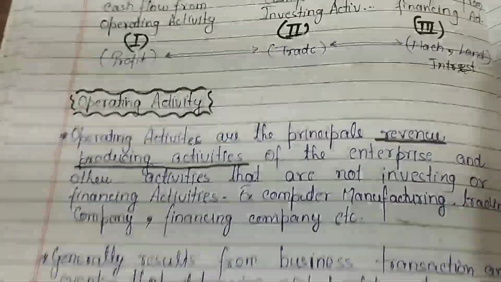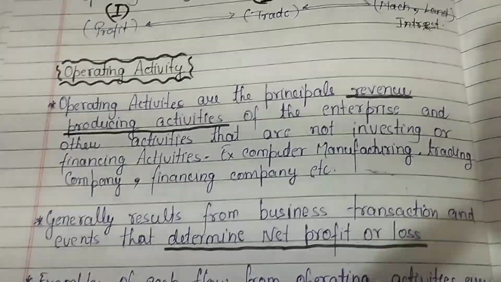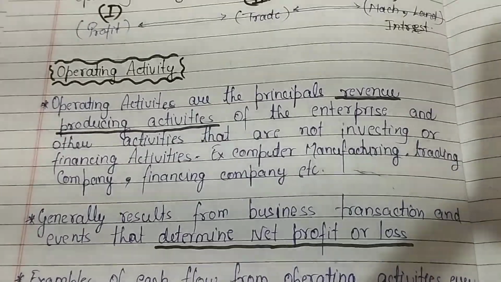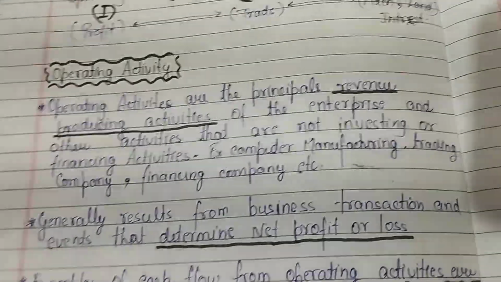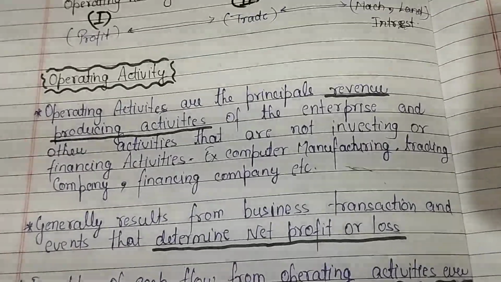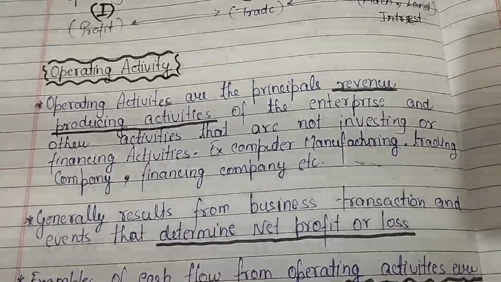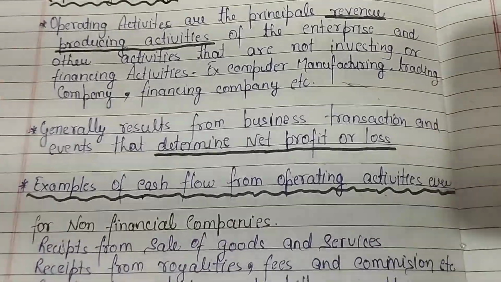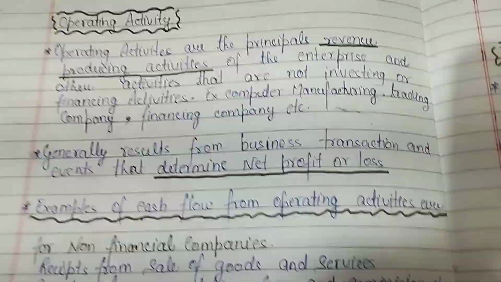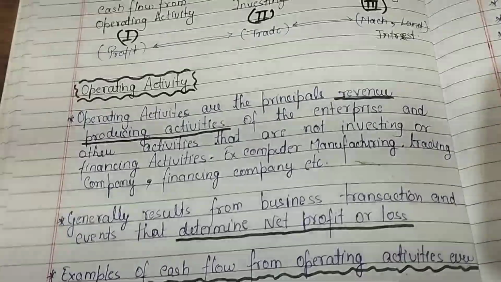Operating activities are the principal revenue-producing activities of the enterprise and other activities that are not investing or financing activities. Examples: computer manufacturing, TV company, financing company. They generally result from business transactions and events that determine the net profit or loss.